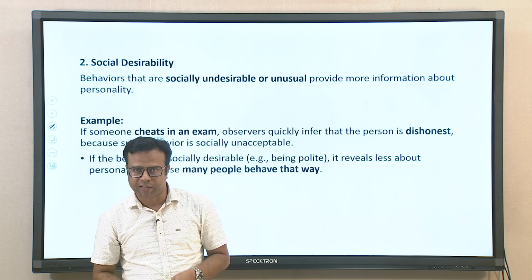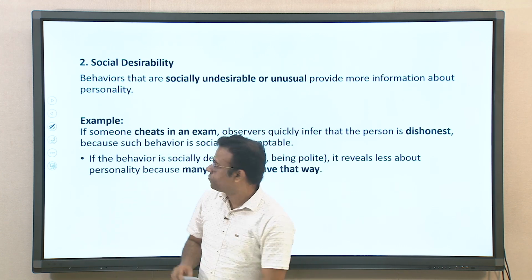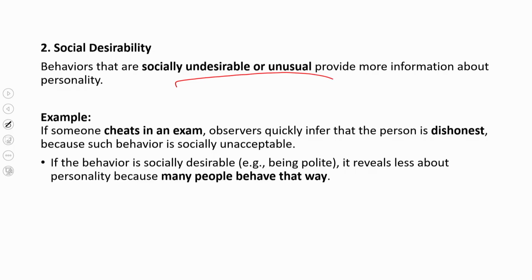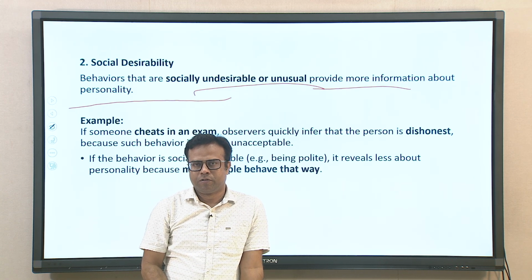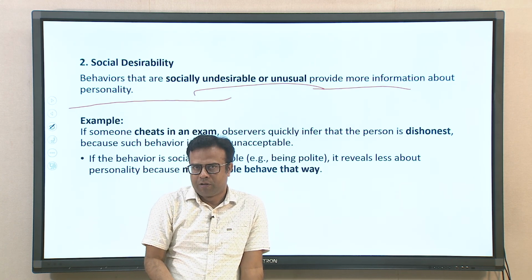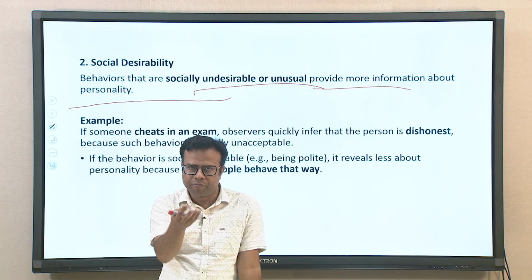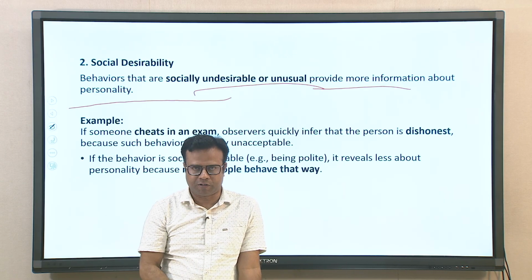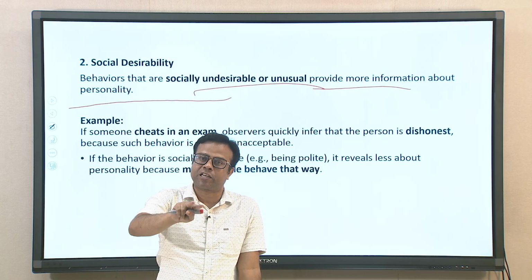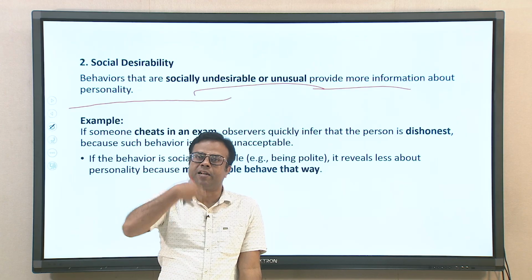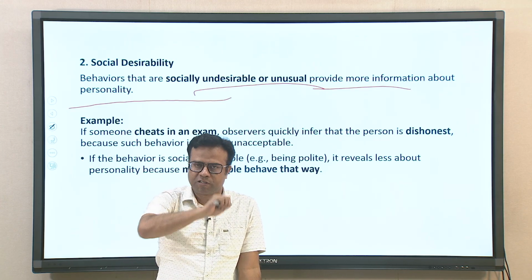Then comes social desirability. Behaviors that are socially undesirable or unusual provide more information about the personality of the person. If somebody does something against social expectation, something not usual, because if something society expects, everybody will do it, it is not a reflection of that person. But if somebody does something which is unexpected, undesirable, then it is a reflection of that person's characteristics.